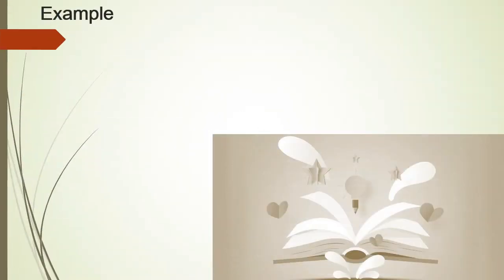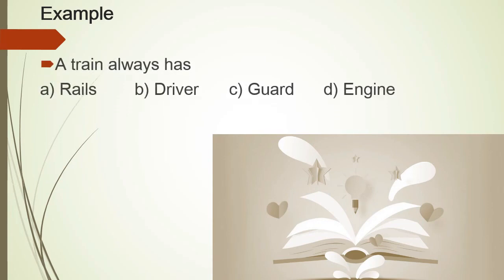We'll see an example for verification of truth of the statement. The question is, the train has which of the following? Option A, rails. Option B, driver. Option C, guard. Option D, engine. So the answer for this is option D, engine. If we think about it, a train does not always need rails, driver or guard, but a train always needs an engine to run.